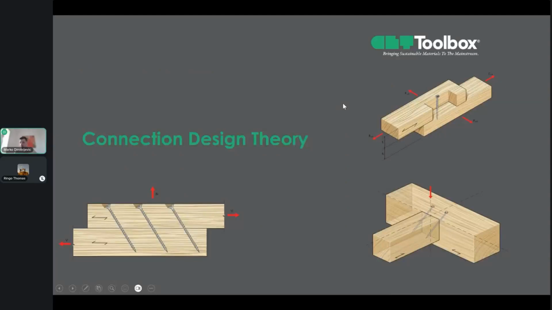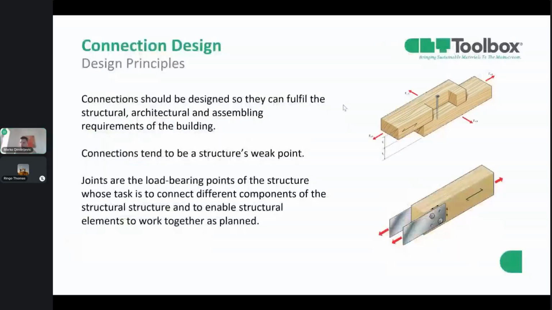So let's look at the beginning of the theory of the screw properties and connection design. So some of the basics for the connections at the beginning. A connection should be designed so they can fulfill the structural, architectural, and assembly requirements of the building. And there tend to be a structure's weak point. So it's therefore particularly important to carefully consider how the joints work statically, but also to look at the joints' effect on the other functions.